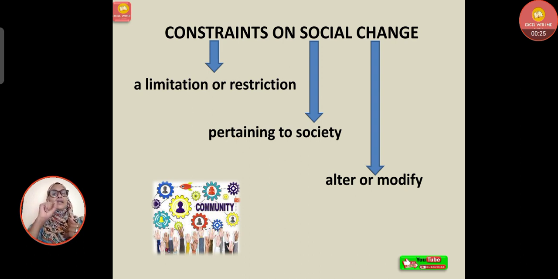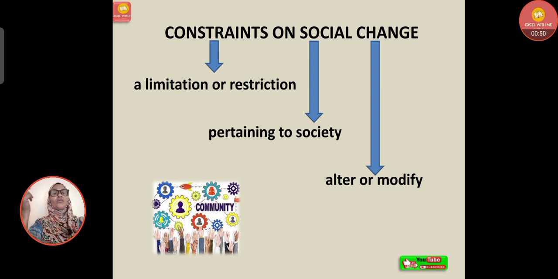Constraint means a limitation or restriction on what? On modification in the society. That means a limitation or restriction which is there in the society in the process of modification. Constraints means a limitation or restriction. Social is pertaining to society. Change is alteration or modification.